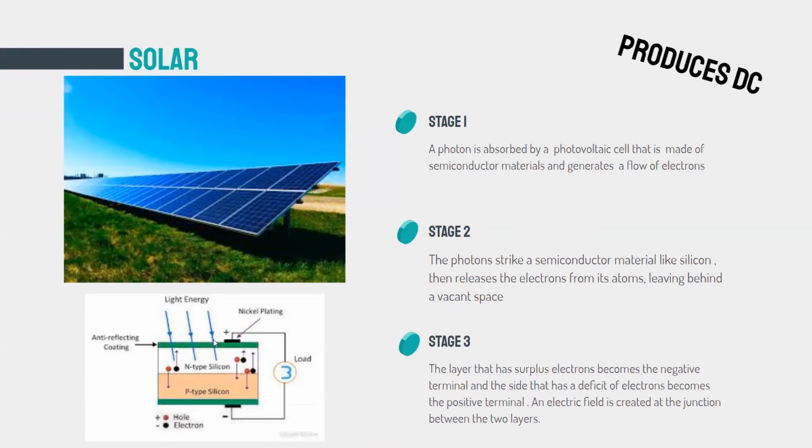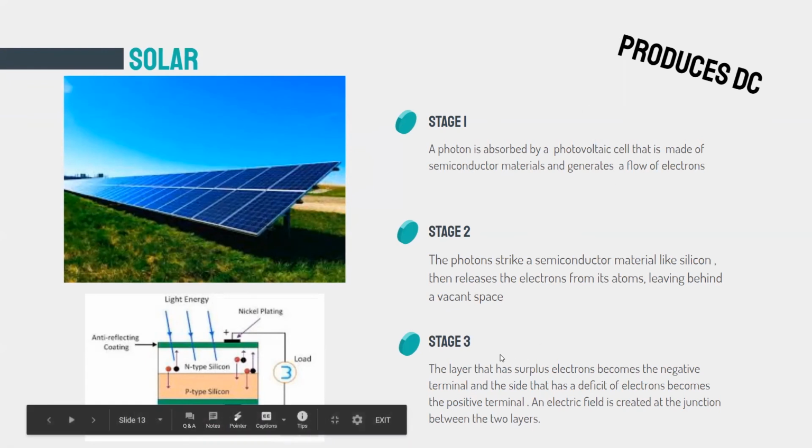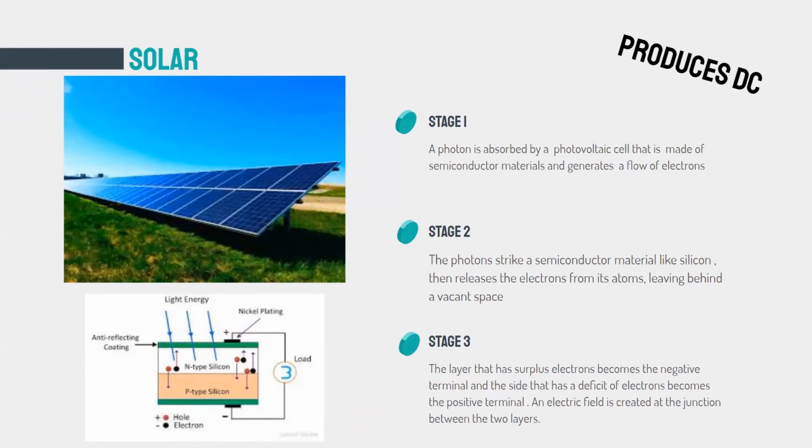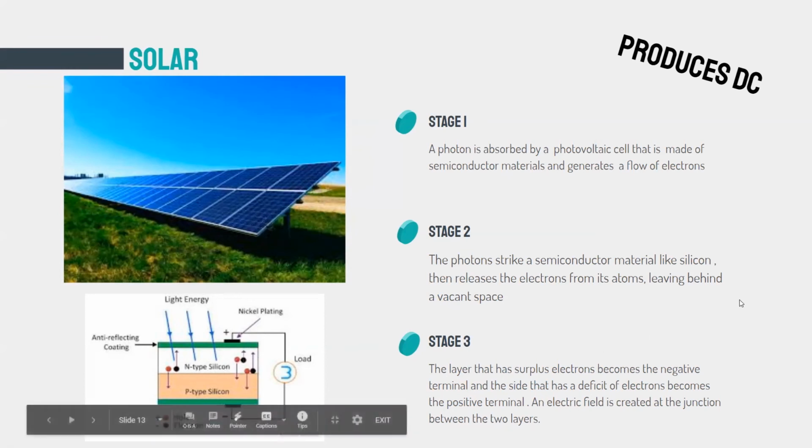So stage 2, we have the photon strikes a semiconductor material, the silicon, and then it releases electrons from its atoms within the silicon, or from the semiconductor, whichever one is being used, and it leaves behind a vacant space known as a hole. Then in stage 3, the layer that has a surplus of electrons becomes the negative terminal, and the side that has a deficit of electrons becomes the positive terminal. So an electric field is created at the junction between these two layers, and from there we have the diffusion of electrons to either power a device or to charge something.